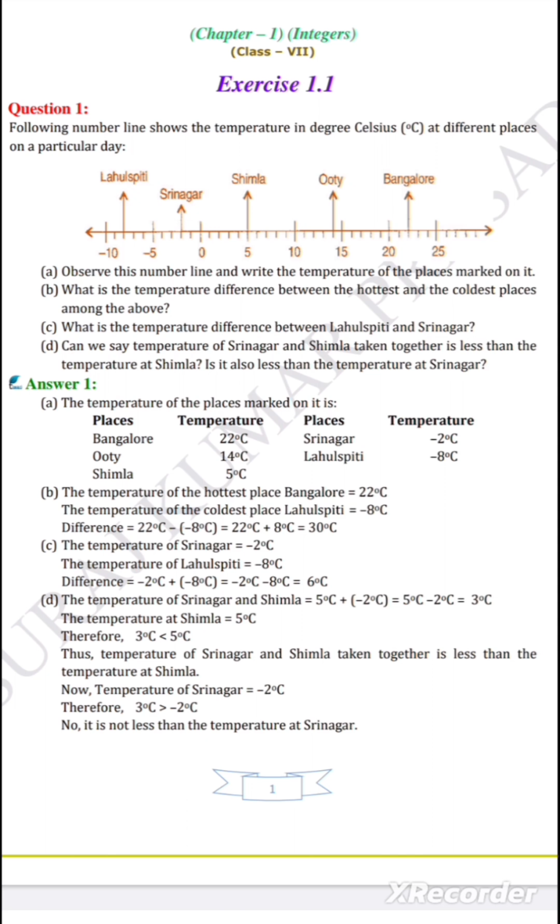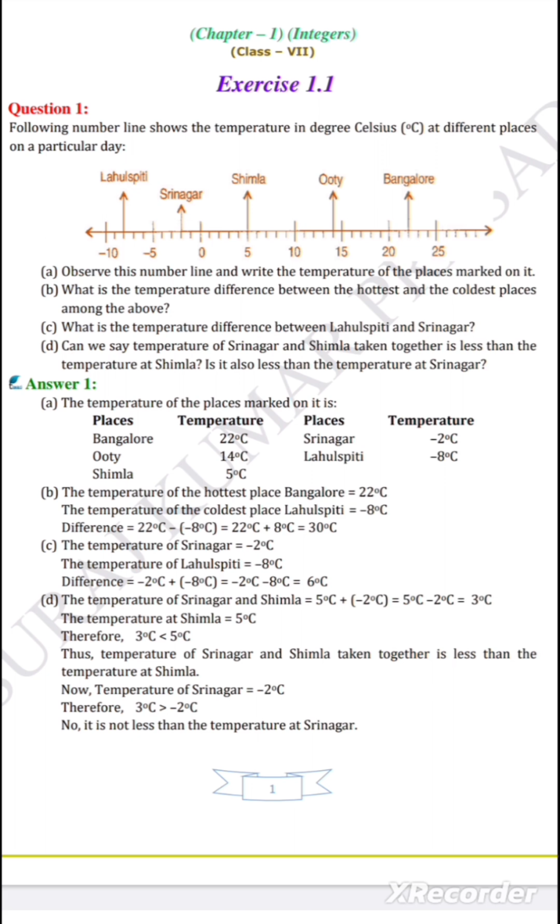They ask the difference between both the places. As we know, difference means subtraction. We must do subtraction between both of them. 22 degrees Celsius minus minus 8 degrees Celsius, minus into minus is plus, so 22 degrees Celsius plus 8 degrees Celsius is equal to 30 degrees Celsius.